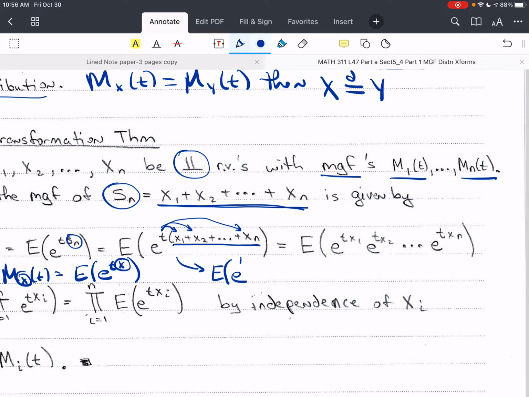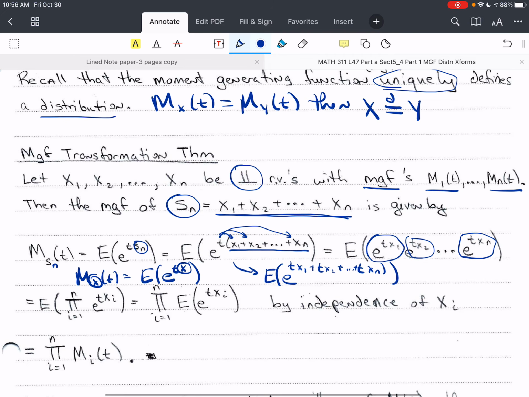So e to the tX1 plus tX2 plus tXn, and then we can use our knowledge of exponents to break this up into e raised to the tX1 times e raised to the tX2 times, and so forth until we get to tXn. Okay? And then we can use our notation to write this as the product of e to the tXi, as i goes from 1 to n.